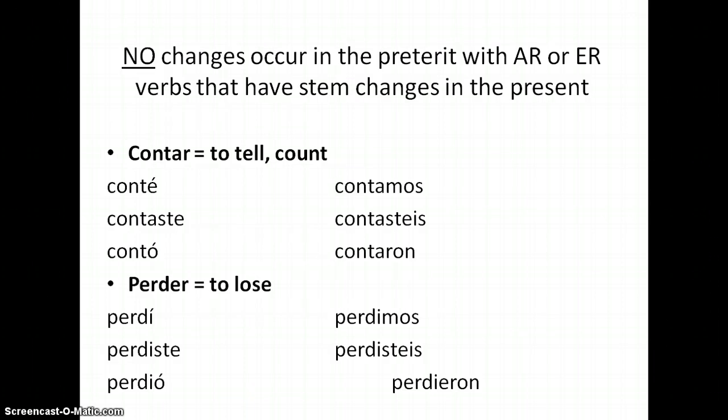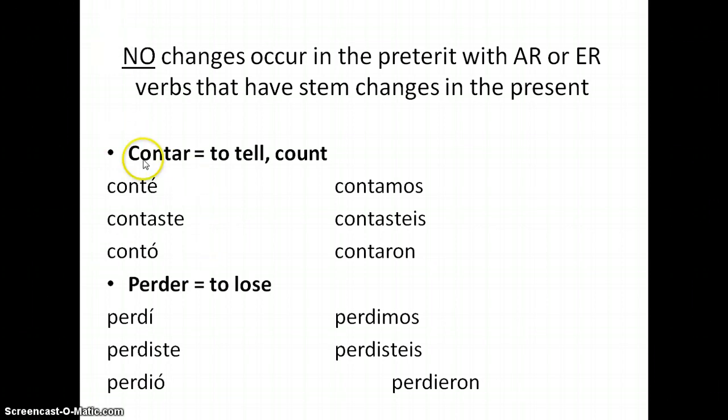In terms of conjugating using the preterite tense, you do not want to use any conjugation rules that you remembered about the present tense, because it's totally different. The irregulars in the present tense are not necessarily irregulars in the preterite tense. For example, the verb contar, to tell or to count, and the verb perder, to lose, both in the present tense have stem changes. However, in the preterite tense, they do not have stem changes.